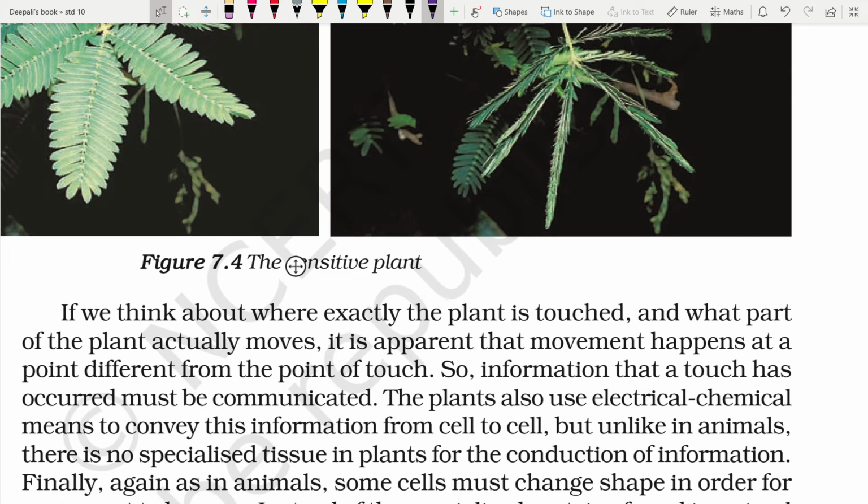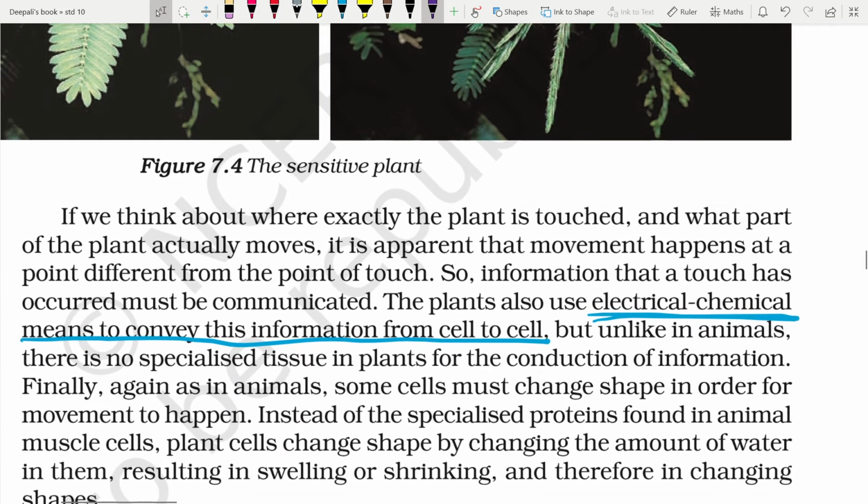If we think about where exactly the leaf is touched and what part of the plant actually moves, it is apparent that movement happens at a point different from the point of touch. So, information that a touch has occurred must be communicated. The plants also use electrochemical means, or electrical and chemical means, to convey the information from cell to cell. But unlike animals, they do not have any specialized tissues in the plants for conduction of information.